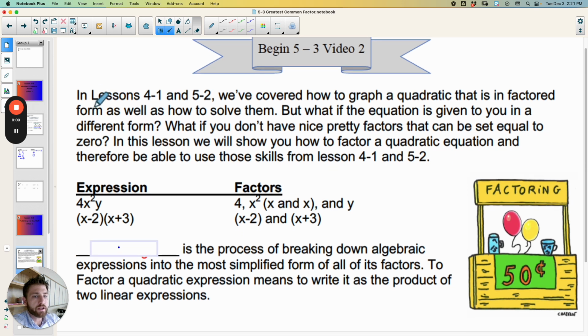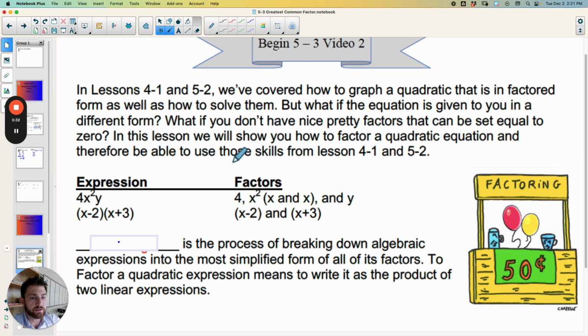Okay, so recall lessons 4-1 and 5-2. We've covered how to graph a quadratic that is in factored form as well as how to solve them. But what if the equation is given to you in a different form? What if you don't have a nice pretty factor that can be set equal to 0? So in this lesson we're going to show you how to factor a quadratic equation and then be able to use those skills from lesson 4-1 and 5-2.